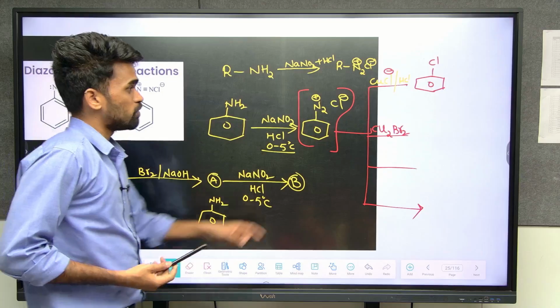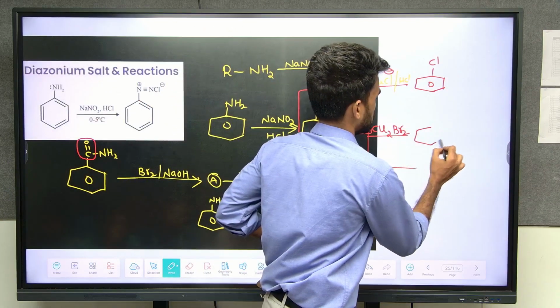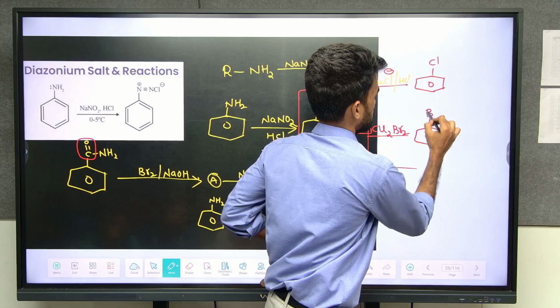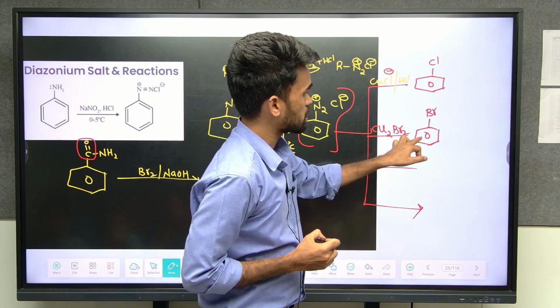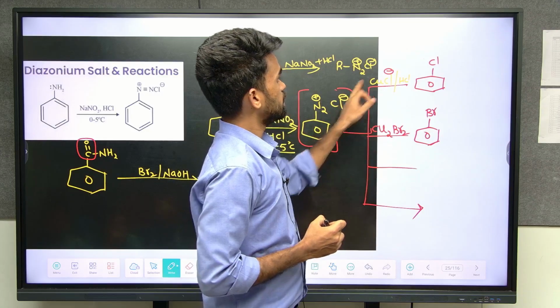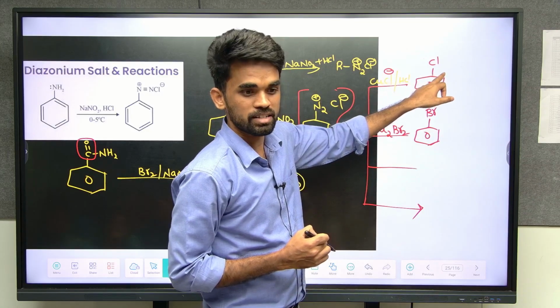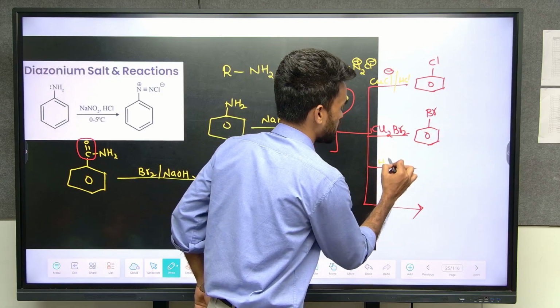Okay. So now what will be the product? Here this reaction is called Gattermann reaction. This reaction is called Sandmeyer reaction. Telusu kada? Okay. Now I am treating this with HBF4.